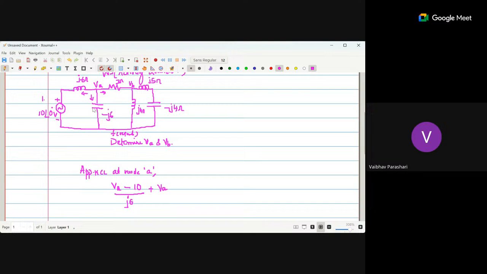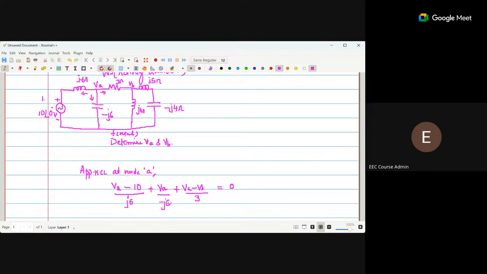If it was a resistor, we would say V by R. If it is a capacitor, what do we say? V by XC. What is this XC? That is written here as minus J6. So VA by minus J6. Is it clear? Yes, ma'am. Then, what is the leaving current flowing through the 3 ohm? That will be VA minus VB divided by 3. This will be equal to 0.